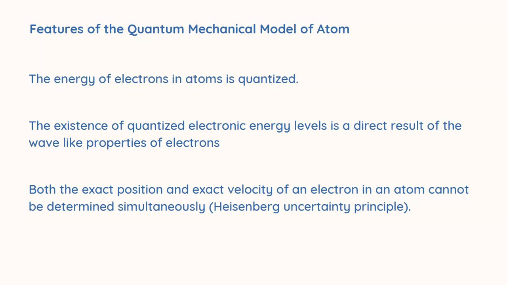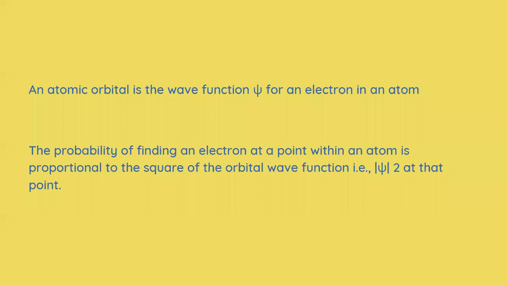In Bohr, we spoke about orbits. Notice the word we use, orbits. Here we're going to be using the word orbitals. I'll be speaking about that in a little more detail in the next point. An atomic orbital is the wave function psi for an electron in an atom. So when an electron is described by a wave function, it occupies that particular orbital. An orbital is basically the space around the nucleus where the possibility of finding the electron is maximum.